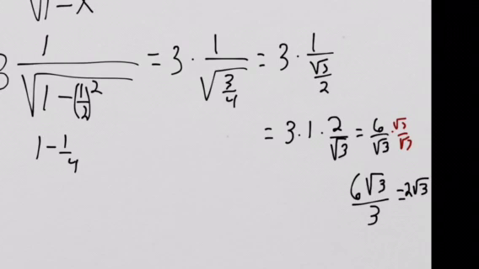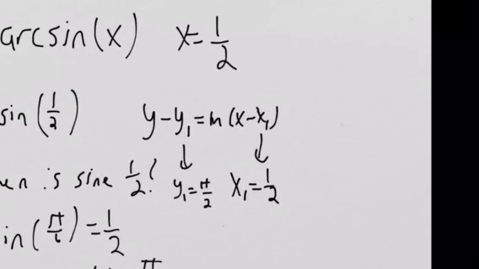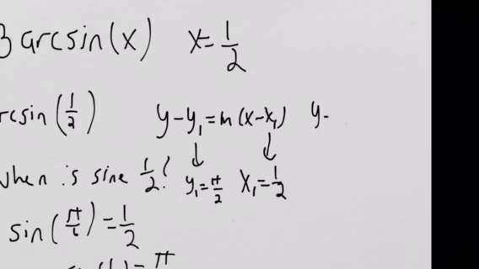Okay, so a lot of kind of nasty fraction and radical simplification there, but that's our final slope, is 2 root 3. So then we can come back over here and say that the equation of our tangent line is y minus pi over 2, that's our y1, equals 2 root 3 times x minus 1/2, that's our x1. So that's our final equation.